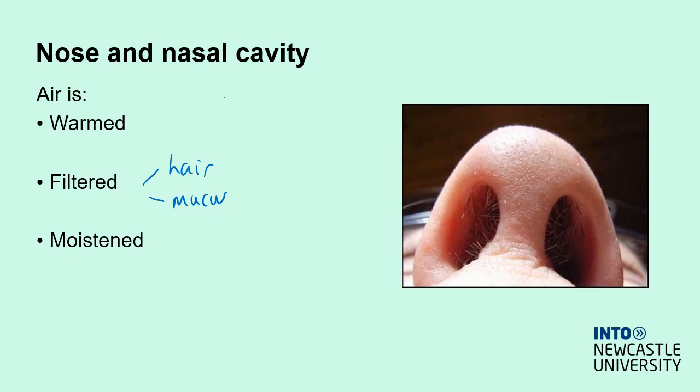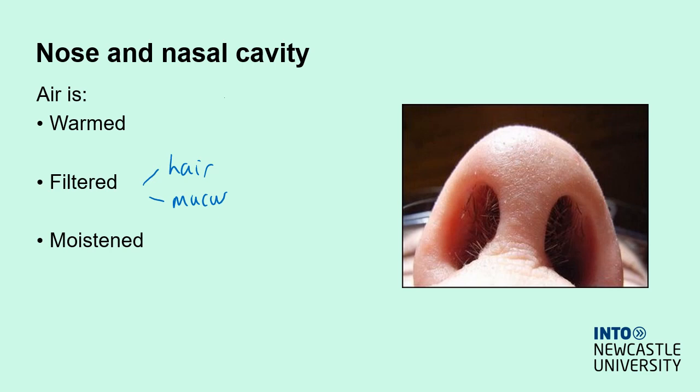The air is also moistened, so we increase the humidity of the incoming air, and this helps reduce evaporation across the exchange surface in the alveoli. It means that the air you breathe in into the alveoli will have a very similar humidity to the moist surfaces inside the alveoli. If we breathe through our mouth, which we can do, the warming and the moistening is not as efficient, and we haven't got that filtration system through the nose hair and the mucus. So it's best to breathe through your nose and your nasal cavity when you can.